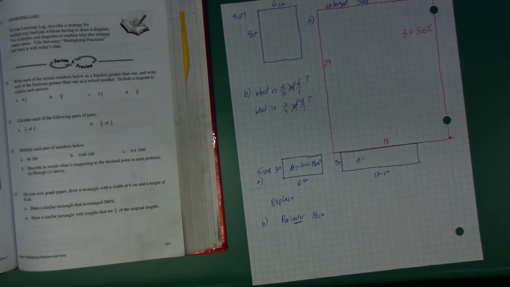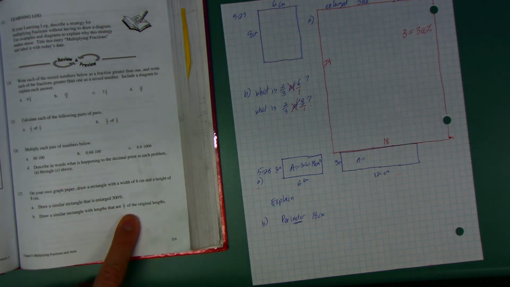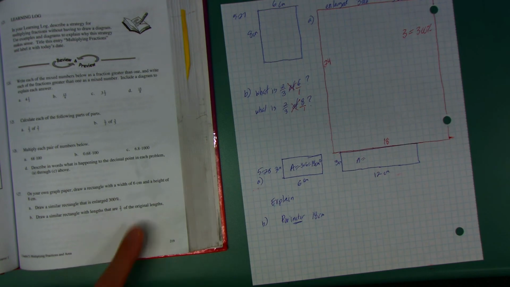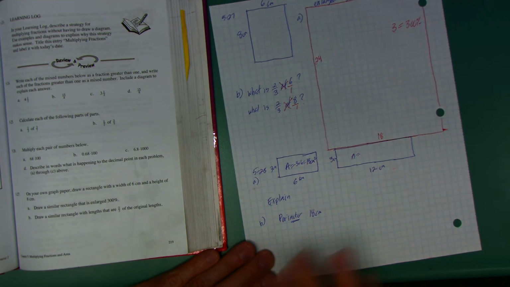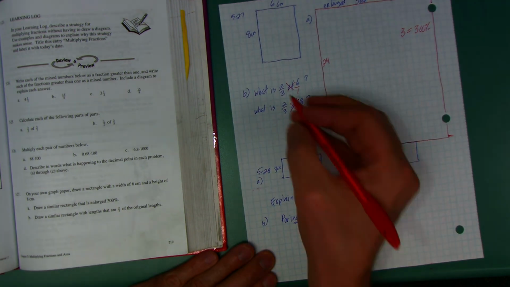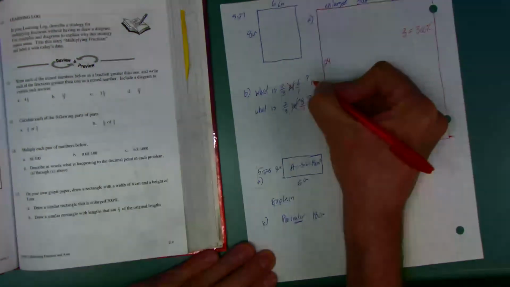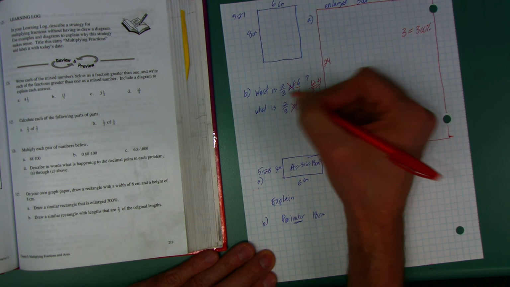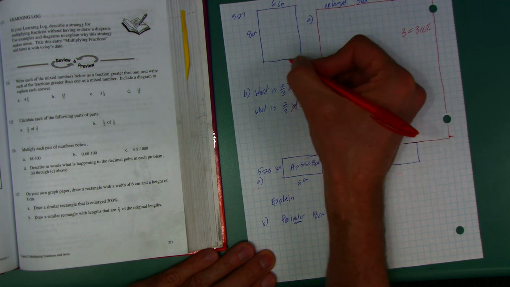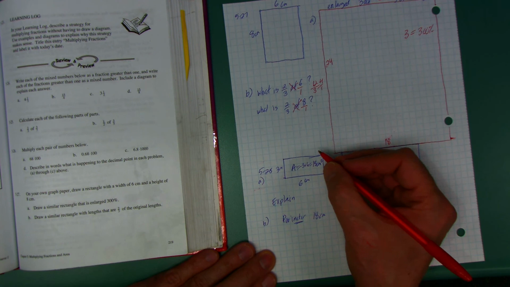All right. So the next part of that question, it says you want to draw, now it's 2/3 of the original lengths. What is 2/3 of 6? Well, what does of mean? Times. 2 times 6 is 12. 3 times 1 is 3. 3 goes into 12 4 times. So instead of being 6, it's only going to be 4. That's how wide it is.